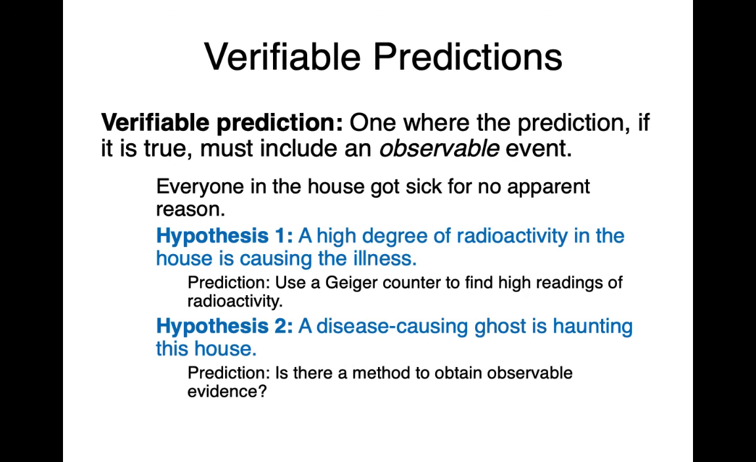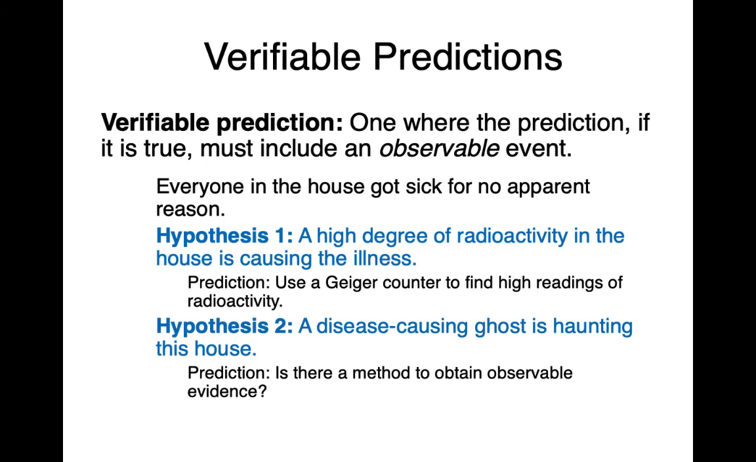Hypothesis 2. Again, we want to explain why everyone in the house got sick for no apparent reason. A disease-causing ghost is haunting this house. So your prediction is there a method to obtain observable evidence? Your prediction is, I have no idea. I'm sorry. I can't think of one for a disease-causing ghost. How are you going to test the hypothesis that there's a ghost?